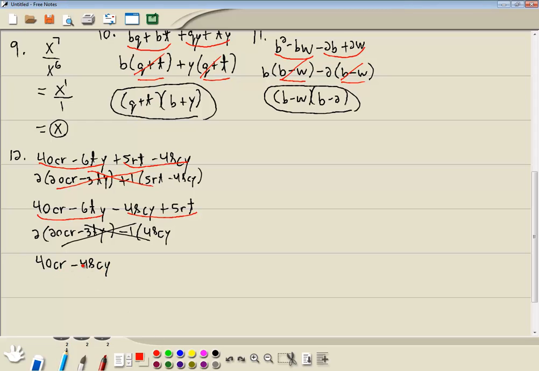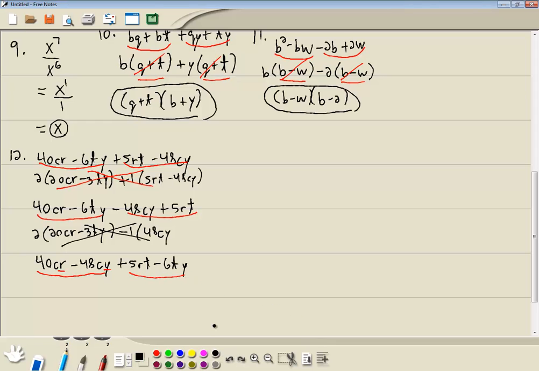Okay, now notice our pattern here. C's are the same, so we put those in the same group. And R goes first, and Y went second. So as I rearrange the last two terms, I want to put the one with R in it first, which is the 5RT, and then the one with the Y next, which is the minus 6TY. Okay, now I've got a good feeling about this one.